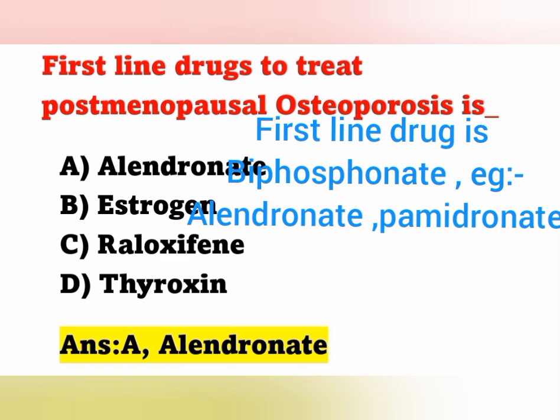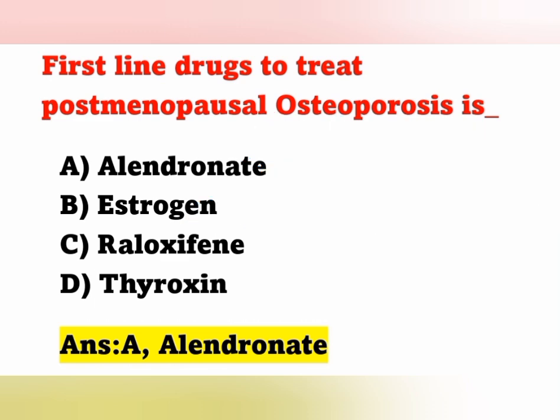The alendronate drug comes under the bisphosphonate category. This bisphosphonate is the first line drug for postmenopausal osteoporosis. Examples of bisphosphonates are alendronate and pamidronate. Here alendronate is there, so that is the correct answer, option A. Move on to the next question.